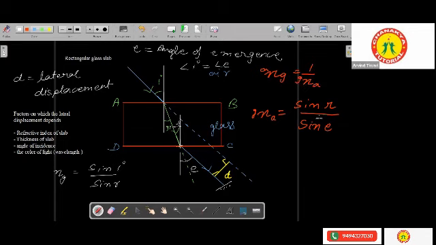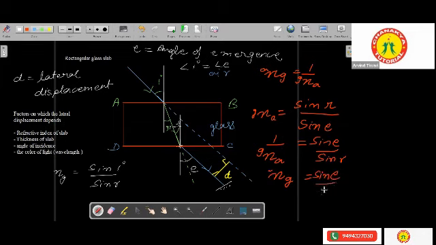So I must reciprocate here. If I reciprocate on both sides, I will get 1 over the refractive index of air with respect to glass equal to sin R by sin E. So we get sin E by sin R, and this is equal to the refractive index of glass. So I can write the refractive index of glass with respect to air is sin E by sin R.